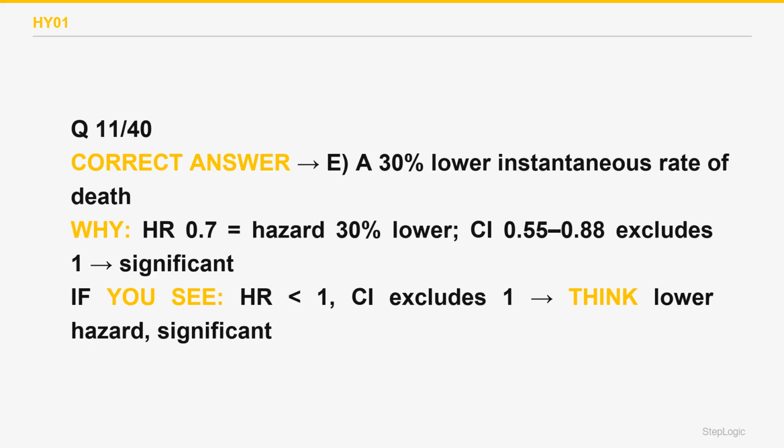A hazard ratio is not a ratio of survival times, so 0.7 does not translate into patients living exactly 30% longer on average. That conflates hazard with median survival. Choice A wrong. The result is statistically significant because the confidence interval excludes one. Choice C wrong. An HR of 0.7 means a 30% lower instantaneous rate of death, not a 70% reduction.